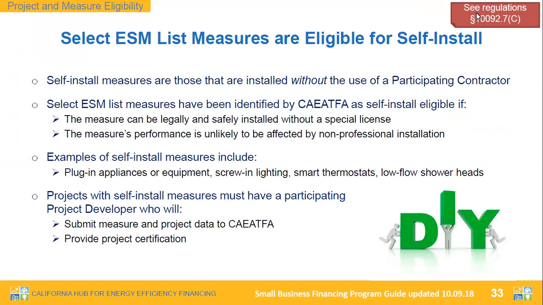So we have set specified measures on the list which are eligible for self-install. A few other examples include plug-in appliances or equipment, smart thermostats, or low-flow shower heads. And on these self-install projects, we are requiring a project developer because we need someone who's going to provide us with the program data and certify that the measures were installed.